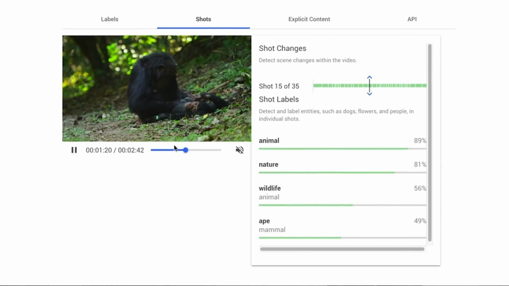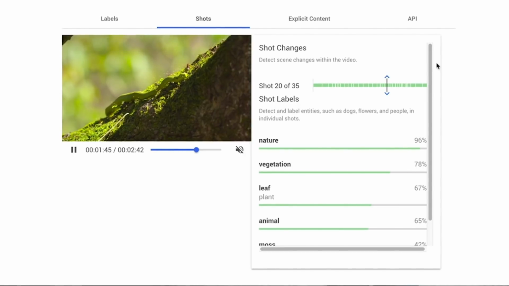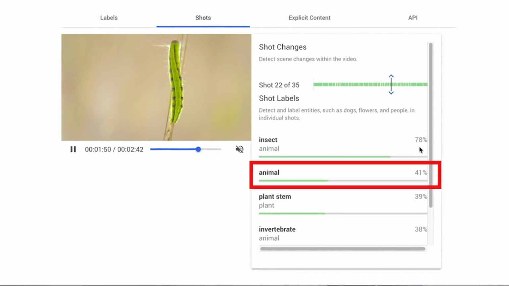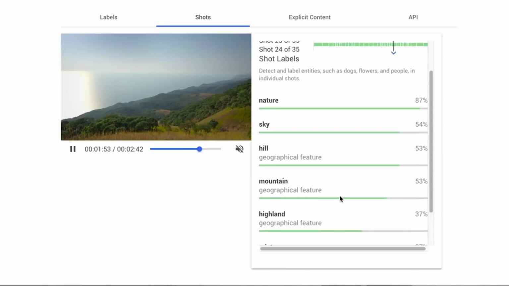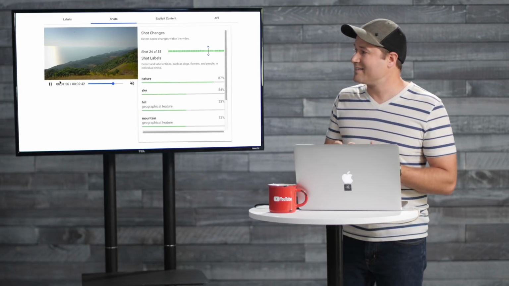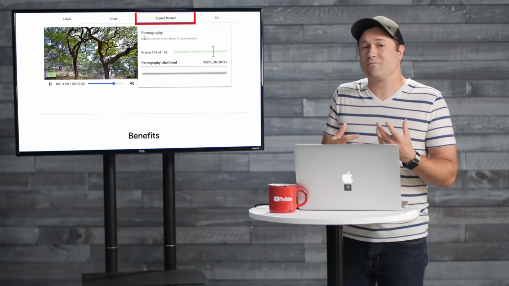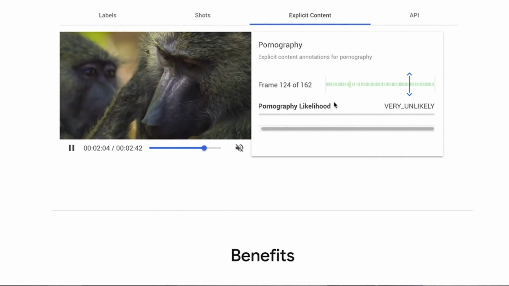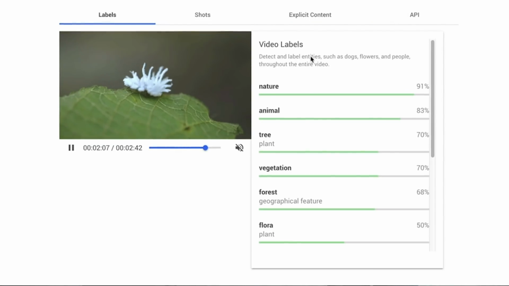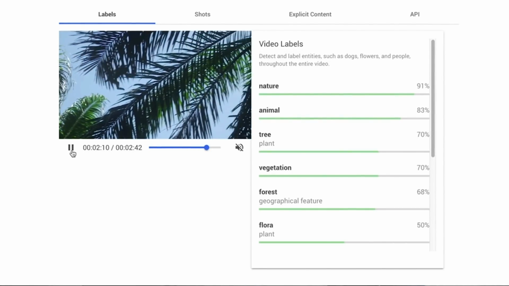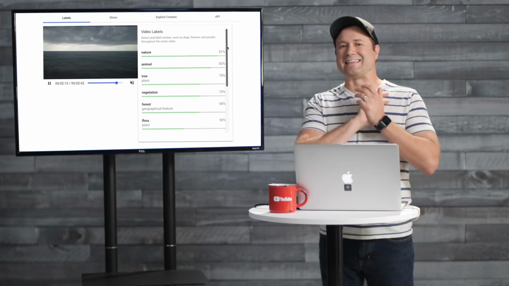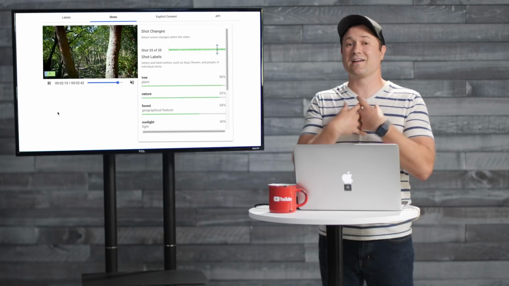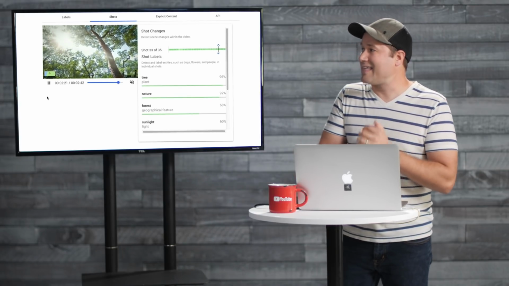There's animals, and they know shot by shot, like here's shot 20 of the 35. There's a waterfall, 94% confidence. There's an insect, there's an animal. They can see exactly what's going on frame by frame inside of our video. They are scanning for explicit content, and the likelihood of there being pornography in this video is very unlikely. They are trying to figure that out too, because a lot of people use misleading data. They will go through your entire video and figure out exactly what your video is about, even if you don't put any metadata or tags or keywords in your content at all. YouTube and Google is that smart.